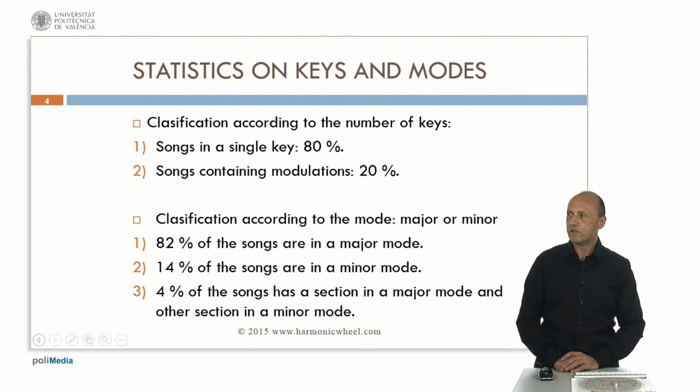80% of the songs are written in a single key, while the other 20% are written with some modulations. We can also classify the songs according to the mode, major or minor. This way, 82% of the songs are composed in a major mode, 14% in a minor mode, and 4% of songs has a section in a major mode and another section in a minor mode.